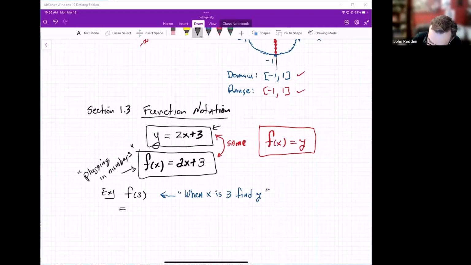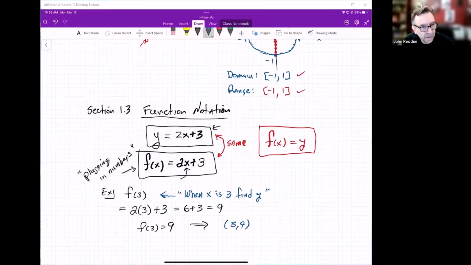To find f of 3, wherever you see an x, you plug in 3. So that would be 2 times 3 plus 3, which is 6 plus 3, or 9. So here f of 3 equals 9. What does that mean? In our old algebra way of thinking, that's the ordered pair 3 comma 9. When x is 3, y is 9. That's what function notation is good for.